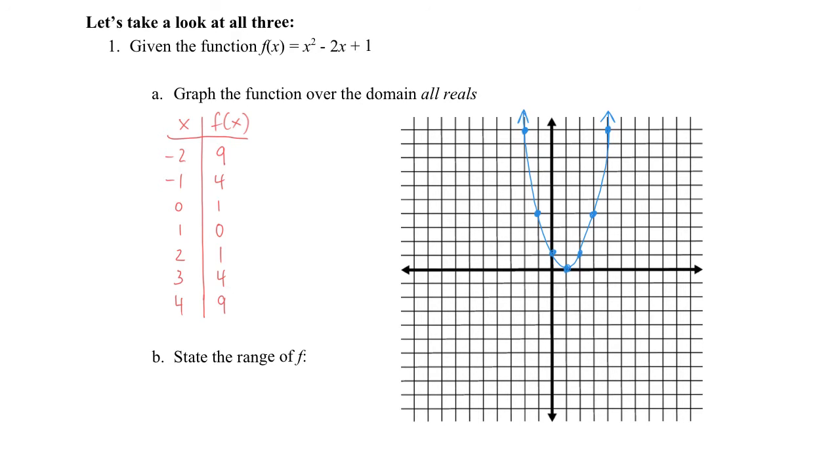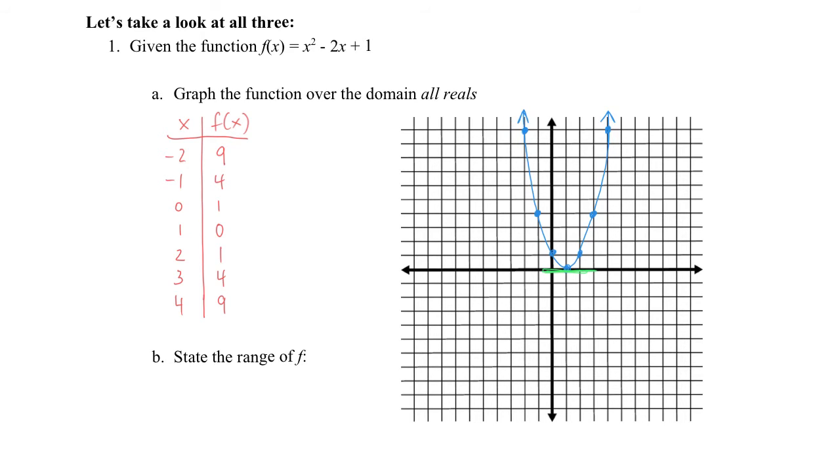Then, the next thing we need to do is state our range. Remember that our range is output. It's bottom to top, okay? So our domain is our inputs, that's left to right. Our range is bottom to top. So in this case, we do have a bottom to this graph. It's right here. The bottom is 0, and the top, we don't have a top.